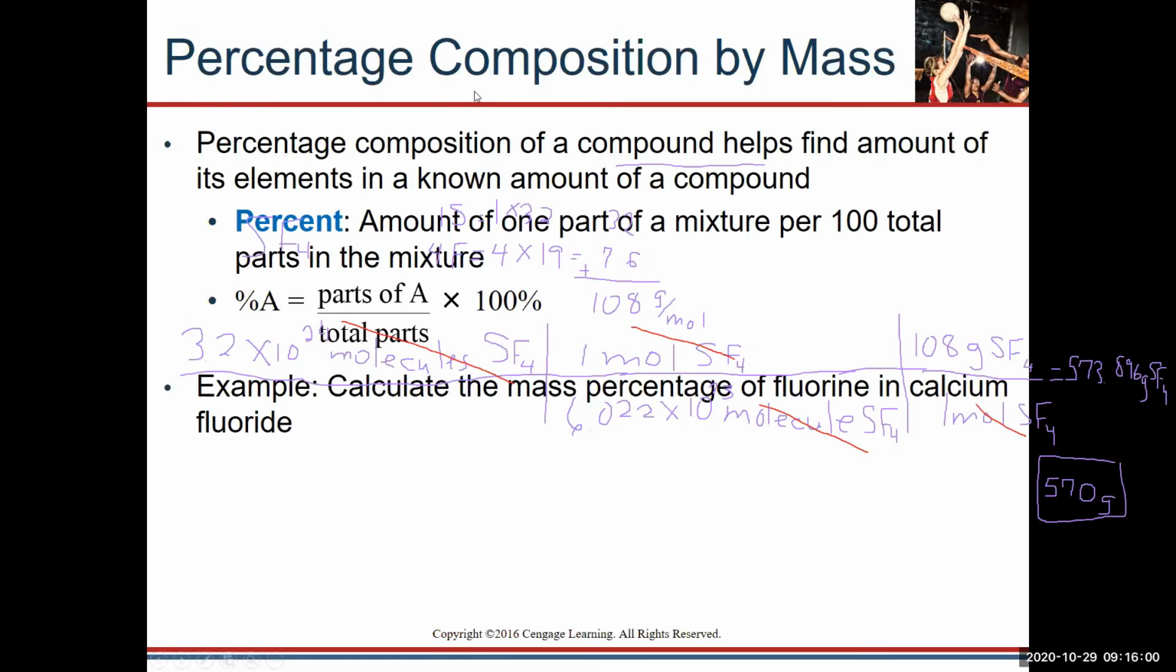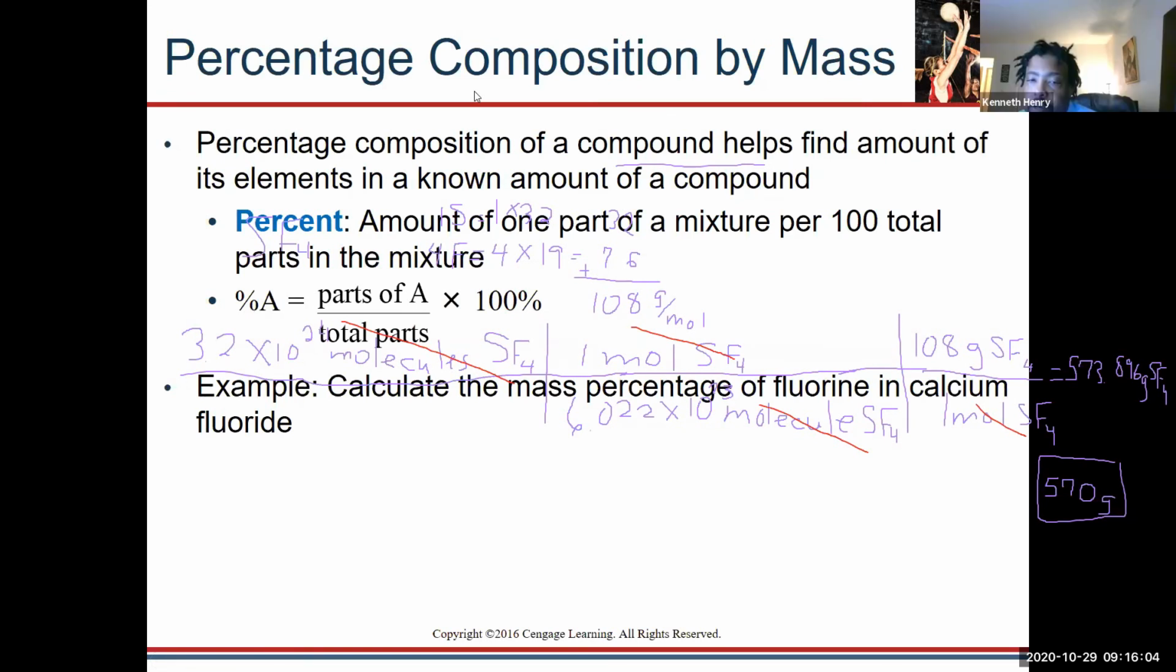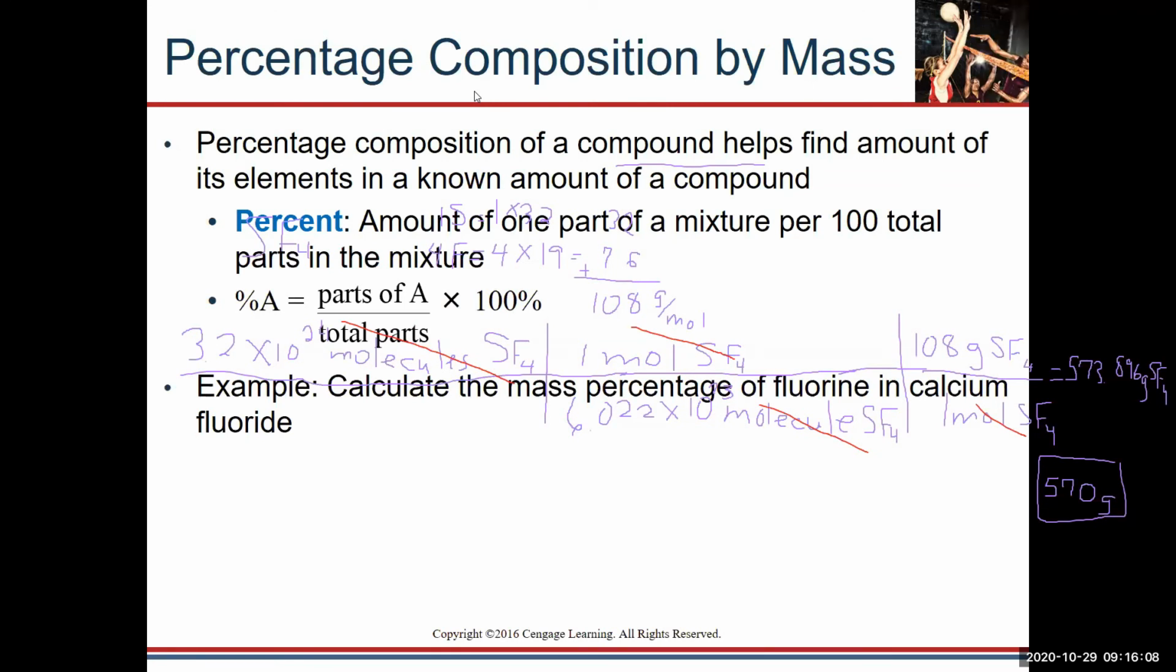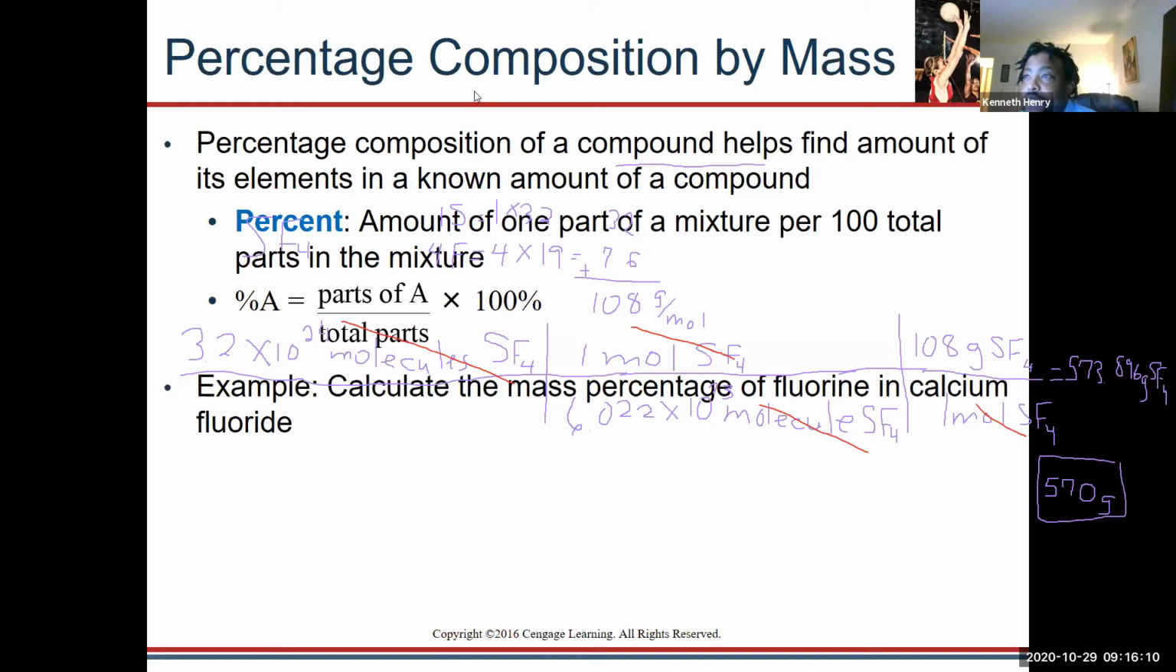Would it still have been correct if it was like 5.7 times 10 to the second? That would have been correct as well. Yep. Scientific notation is always acceptable.